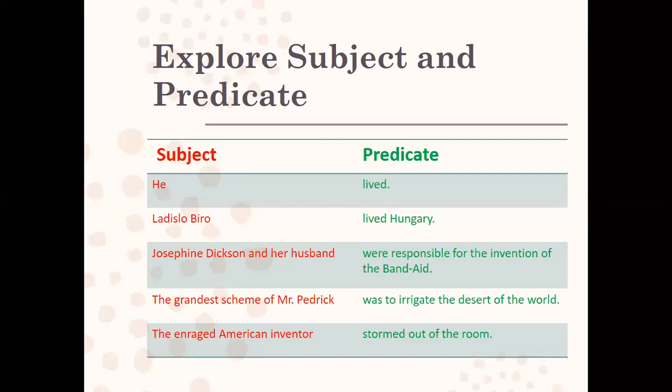The woman who caused the invention of the band-aid. It's written in the book at page number 3. Find out the subject. The woman. And the predicate is who caused the invention of the band-aid. The predicate will start with the verb.